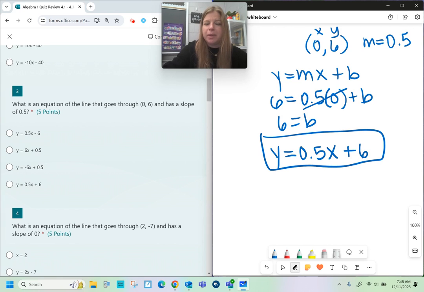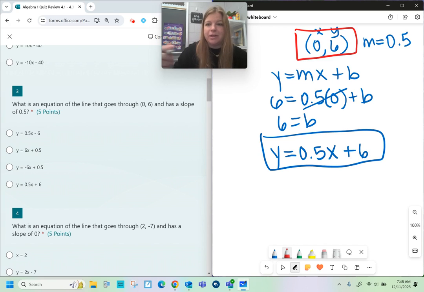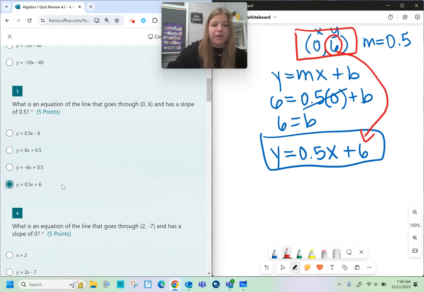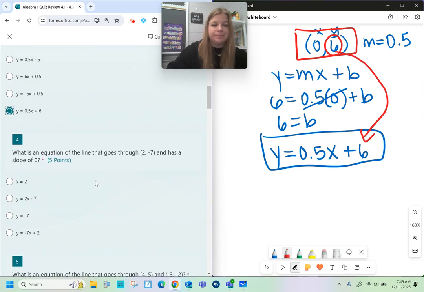Now, this problem would have been a lot faster if I had just said to you, when you have an ordered pair and x is 0, then the y value is the y-intercept. So that's 6. It's not a coincidence that it's the 6 that's here. I actually don't have to do any math. And that's my equation, y equals 0.5x plus 6.